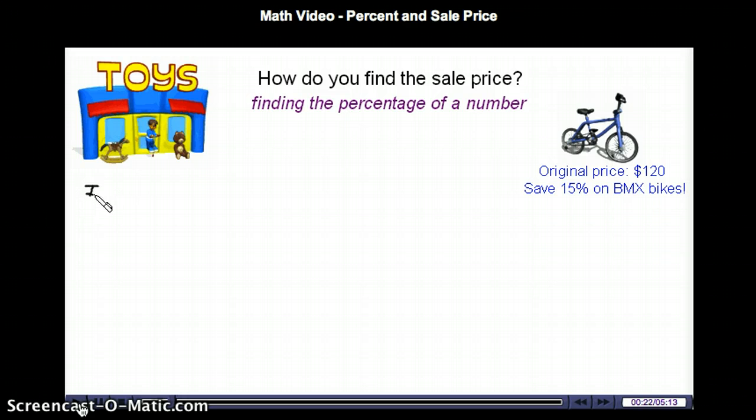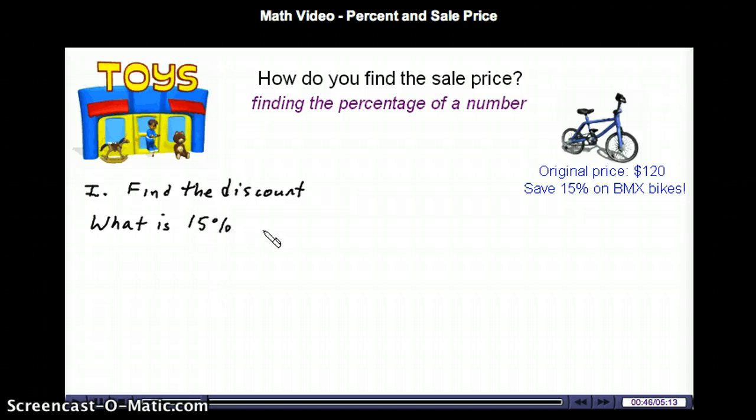The first is to find the discount or the savings. And you can do that by finding 15% of the original cost of the bicycle, $120. And we can translate that into a math question by asking, what is 15% of $120?